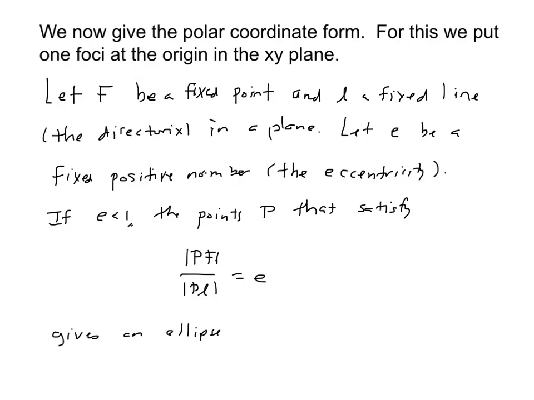Now we could also get a parabola or a hyperbola. So if e is equal to 1, we get a parabola. If e is bigger than 1, we get a hyperbola. But we're only interested in ellipses, so we'll always take our e to be less than 1.